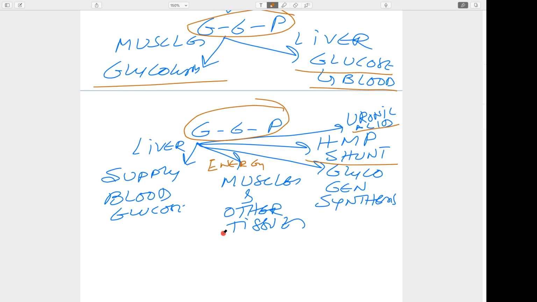With this we have completed the synthetic and degradative pathways, anabolic and catabolic. In the next session, we'll take up the regulation of both these pathways. Thank you.